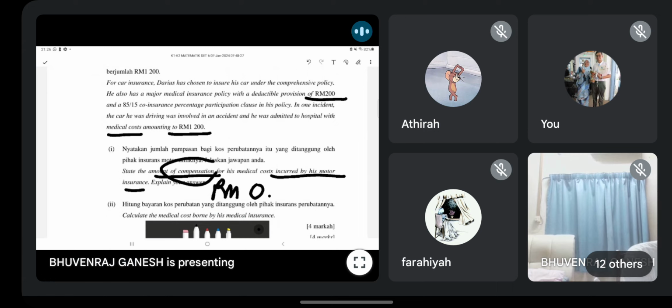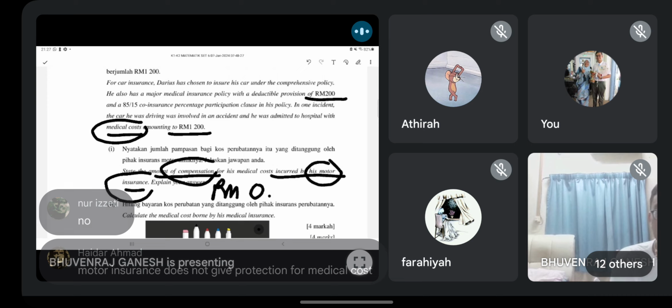Dua markah yang ni. Satu lagi markah. Apa sebab dia? Anyone? Apa sebab dia sebenarnya? No. These are not the main reason. Ini bukan sebab utama dia. Guys, cuba lihat. Adakah dua ni berkait tak guys? Is these two related? Medical cost and motor insurance.